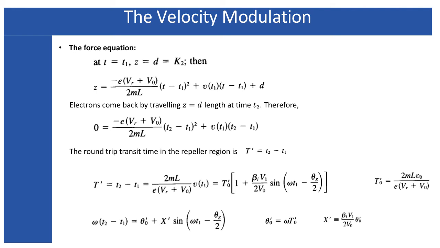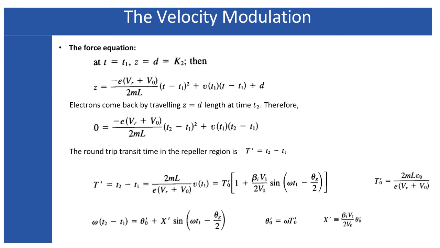During the return of the electrons after being repelled back, they are reaching the first cavity, the distance z equals to d. They are not covering the distance z equals to d, but they are reaching that time instant and that distance from which they left the cavity. So therefore, the total distance they have covered after the time instant t2, because at the time instant t2 they return to the first cavity, should be 0.